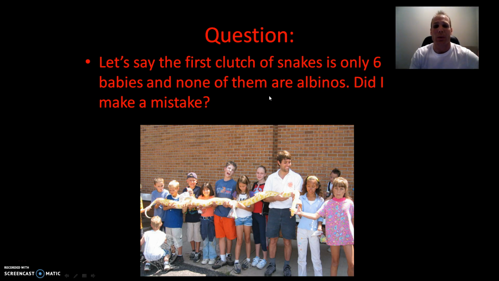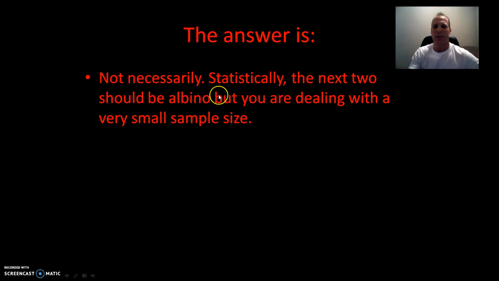In other words, did the guy at the pet store rip you off? Don't get mad yet. It's a really small sample size. So the answer is not necessarily statistically the next 2 snakes should be albino. It's just a really small sample size.